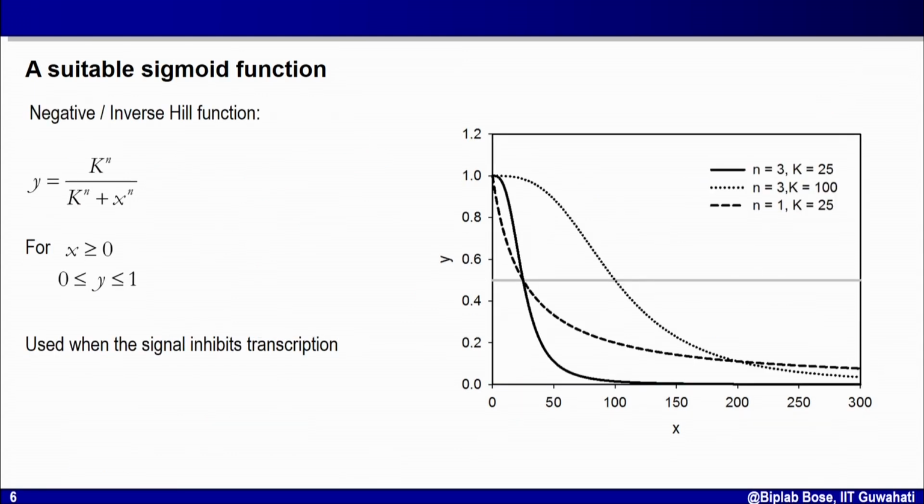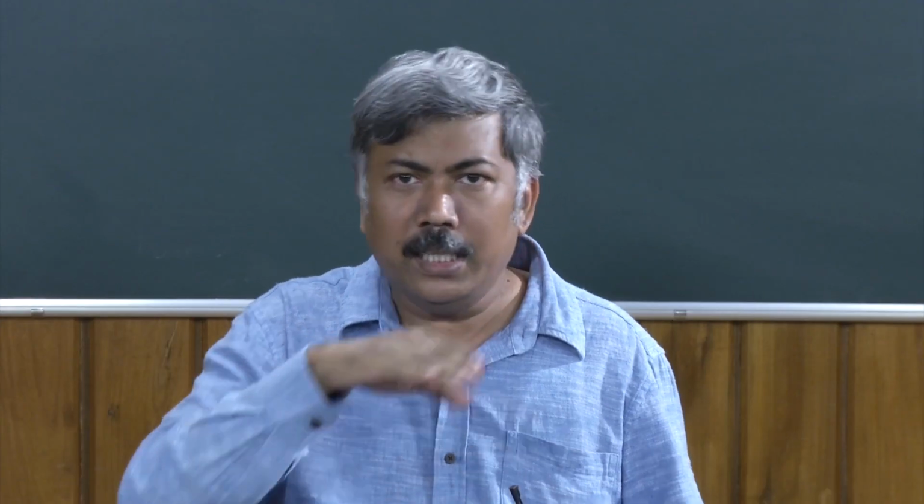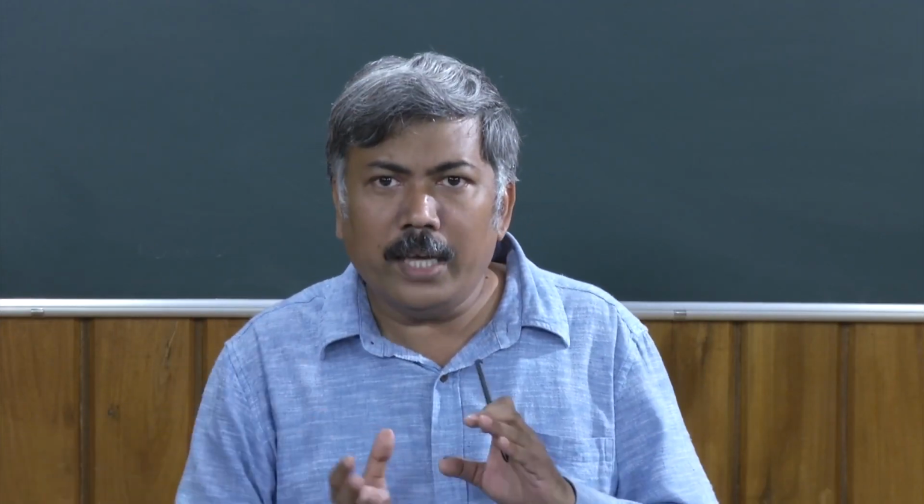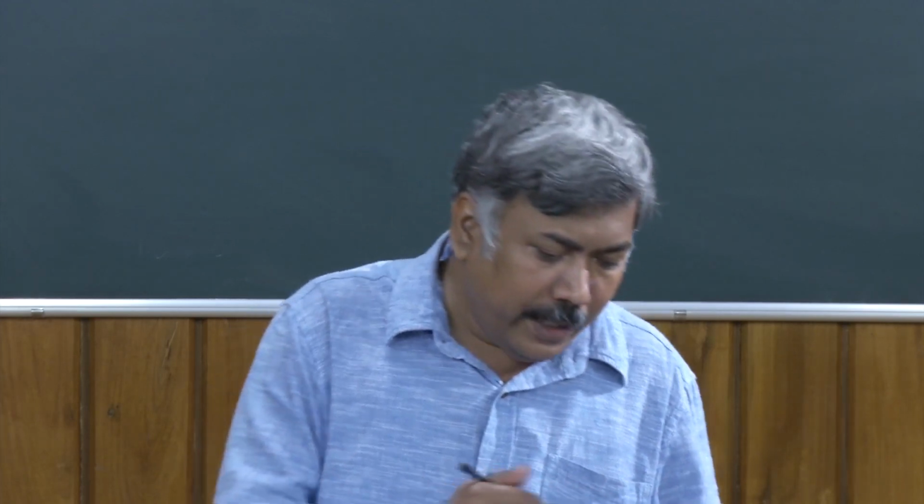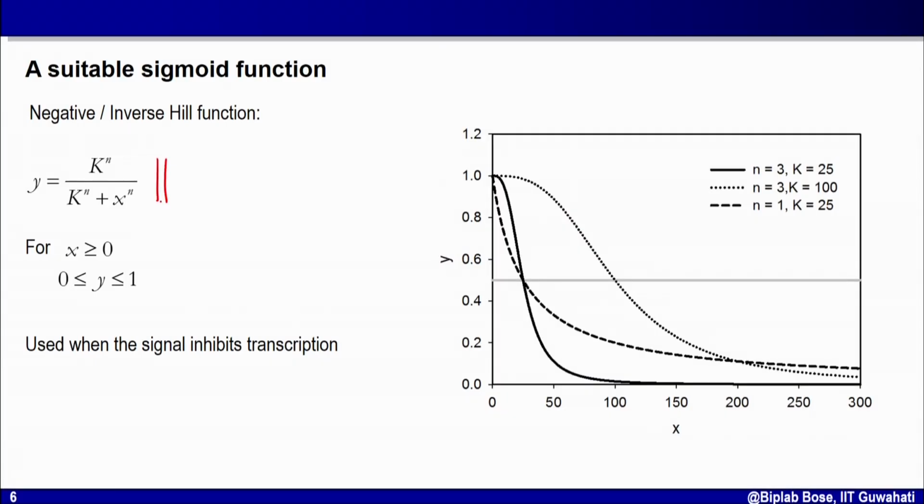Now remember, for induction it is a sigmoidal rise. As the inducing signal increases, you have a sigmoidal rise in the output, the rate of transcription. But for an inhibitory signal, the rate of transcription drops. So I require another function. I can tweak the Hill function and get this inverse Hill function where you don't have x to the power n in the numerator. Rather you have k to the power n, that is the Hill constant to the power n, divided by the same denominator, k to the power n plus x to the power n.